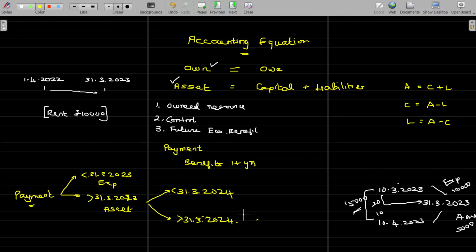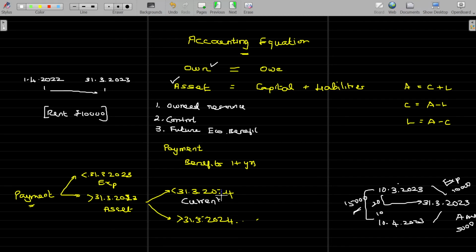Then what about that payment? That payment is an asset. But if the benefit is enjoyable within 12 months from the end of the financial year, the end of the financial year being 31st March 2023, and from there 12 months, 31st March 2024, within that period you can enjoy it, and beyond that you cannot, then that asset is named a current asset. That will be named current. Currently you are using it; later, it will not be an asset.